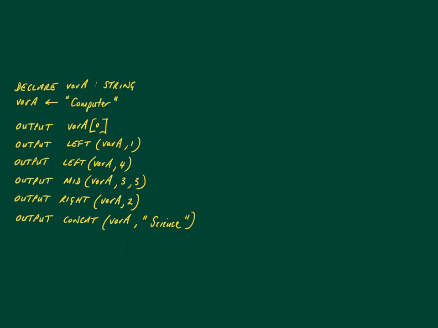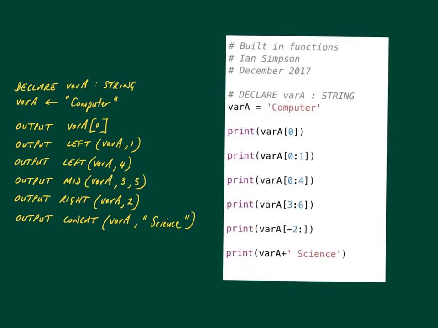So let's look at how we would do this in Python. I've copied the pseudocode from the previous slide, and I'm just going to introduce the Python program on the right. As you can see, we set up our variable in the normal way, but the important thing is that we don't have left, mid, or right as built-in functions in Python. We just use something called string slicing, which takes the starting position and then applies a length, so 1 character for letter A. For the second one, it starts at position 0 and goes 4 characters from that position.